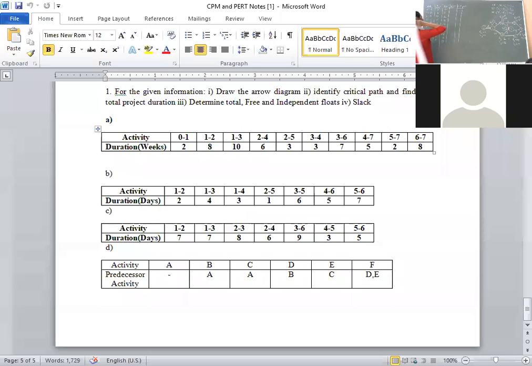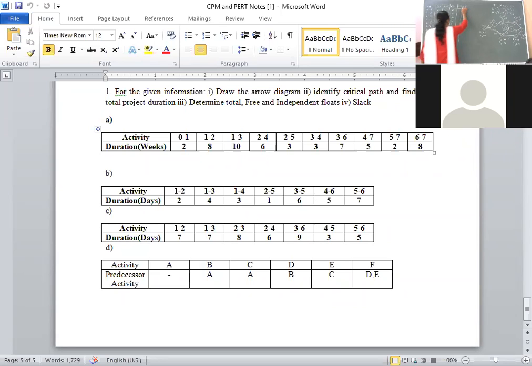Then earliest finish is nothing but earliest start time plus the time duration taken by that particular activity. 0 plus 2, 2. 2 plus 8, 10. 2 plus 10, 12. 10 plus 6, 16. 10 plus 3, 13. 12 plus 3, 15. 12 plus 7, 19. 16 plus 5, 21. 13 plus 2, 15. 19 plus 8, 27.